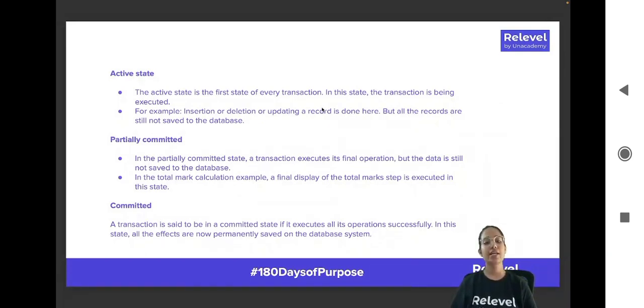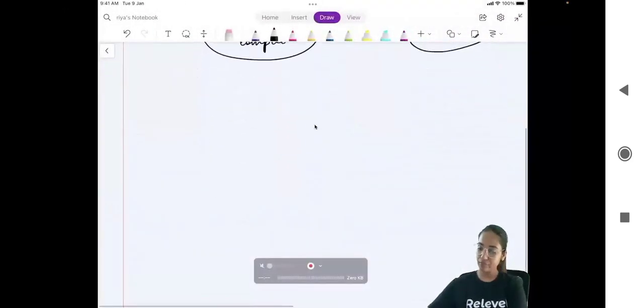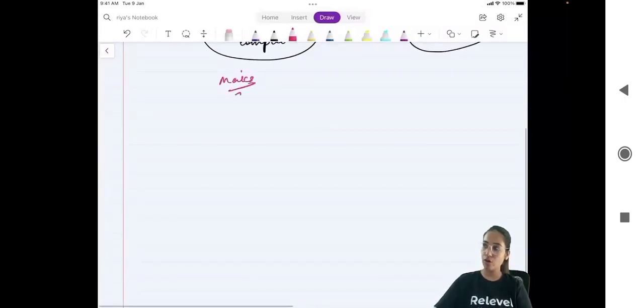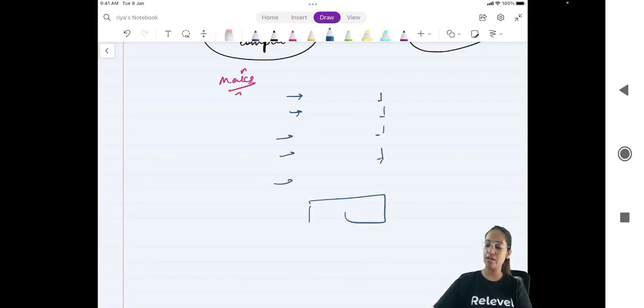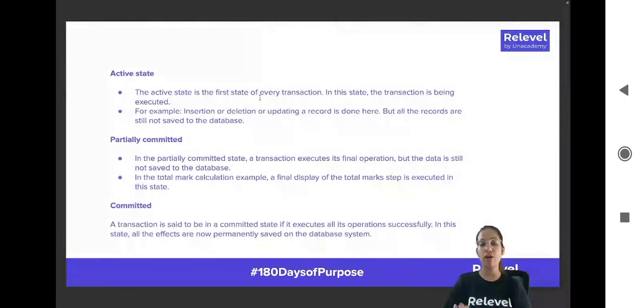Partially committed. In this state, a transaction basically executes its final operation, but the data is still not saved in the database, right? In the total marks calculation example, you can see that once you have the final display. Let's say you take an example of when you're calculating the total marks of the student, right? When you have the final display of the marks of a student, then that is happening in this state. Let's say here you have to calculate marks. So you will have to do a lot of operations, right? Let's say you are doing all the operations and then you are adding up all the marks of that student. So now the display of those marks is the partially committed state. But remember here, so far the changes are not reflected in the database yet.